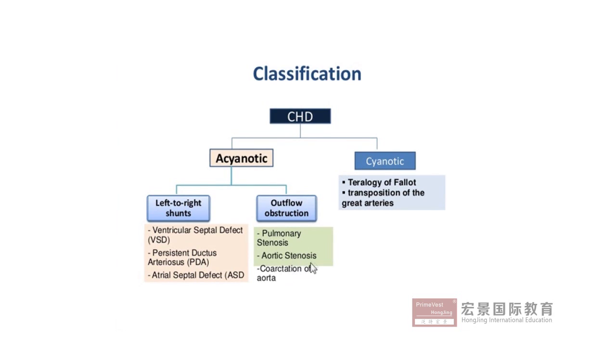Here there are some points: the difference between stenosis and coarctation. When we talk about stenosis, it mainly refers to the narrowing of valves and the surrounding structures. Coarctation means the narrowing of the lumen of the aorta. In the cyanotic part, we mainly talk about tetralogy of Fallot and transposition of the great arteries. So we mention some other disorders.